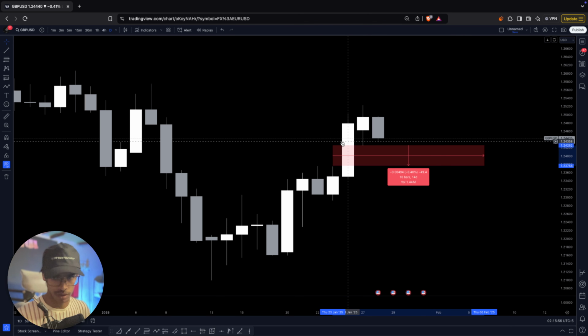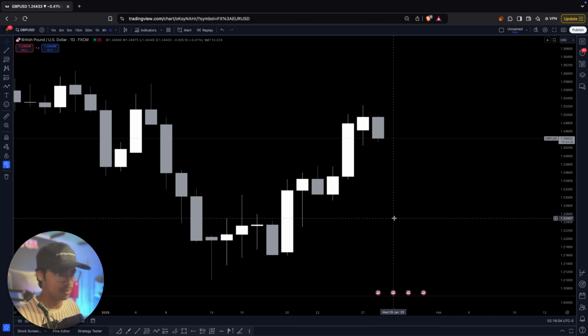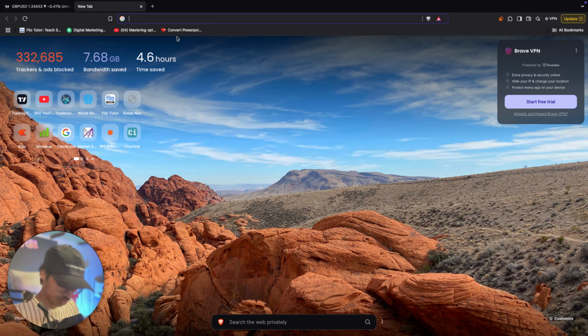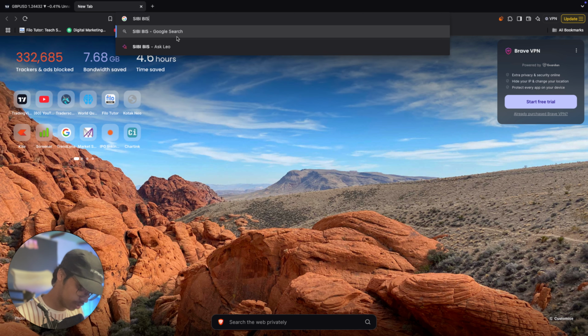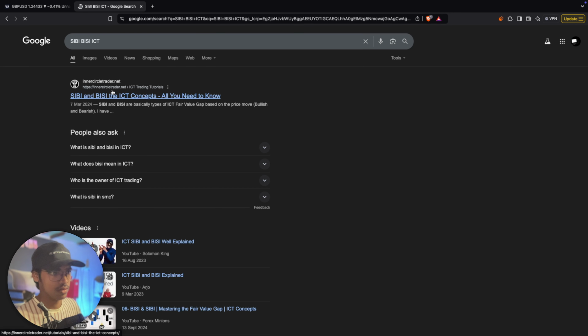I do not know about this concept, but I have heard it. Maybe this is called CB or BC, sell side imbalance and buy side liquidity, whatever it is called, something like this. Okay, CB or BC it is called. Let me just have a look. CB or BC, ECB. So now here we are.